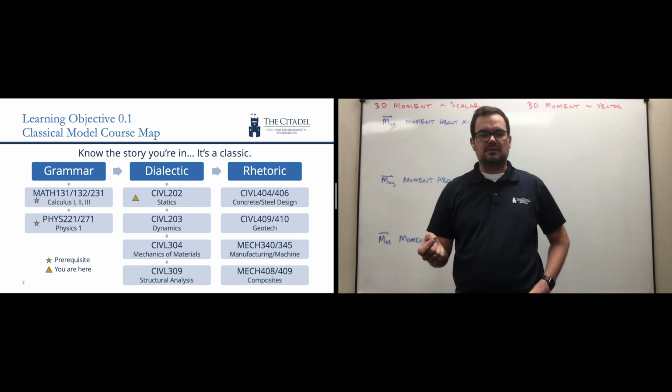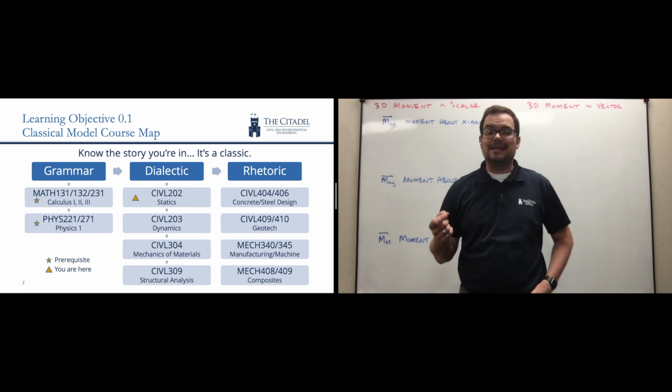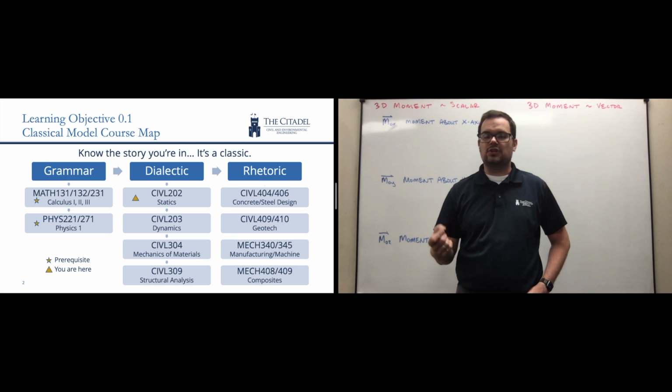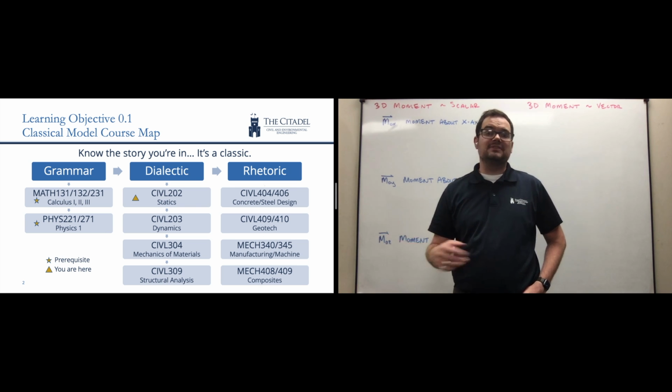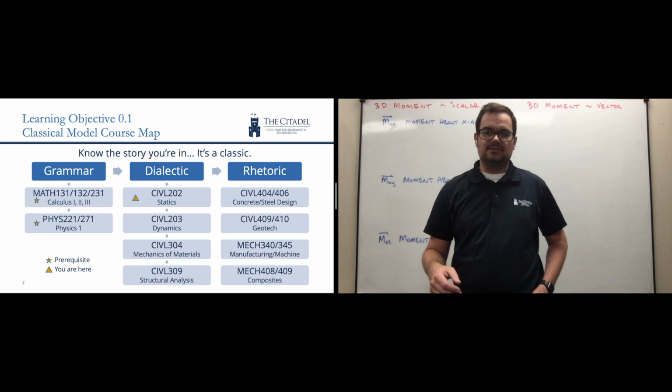We'll use a similar cross product concept in dynamics and in mechanics of materials and structural analysis. You'll be calculating moments all the time in your analysis going forward.